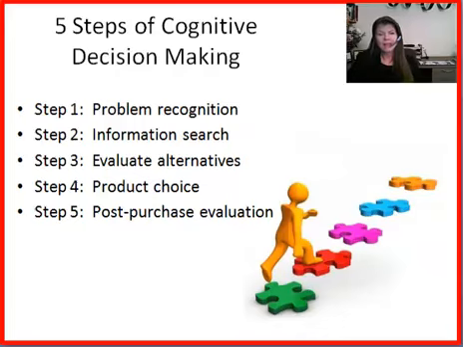All right, in our last segment, we finished with the 3 different types of consumer involvement. Now we're moving into the meat and potatoes of this lecture. So now we're ready for the 5-step model of cognitive decision-making in consumer psychology. In this segment, we're going to focus on step 1. And as you see here, this is problem recognition.